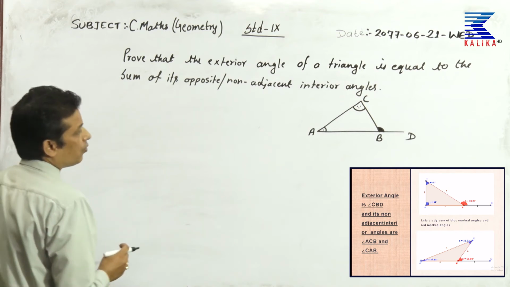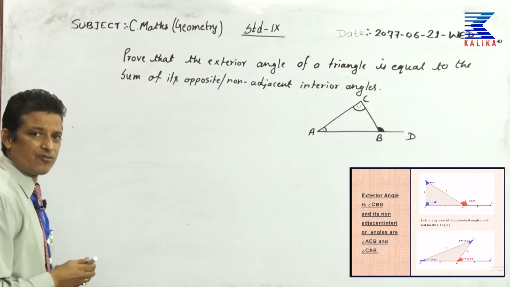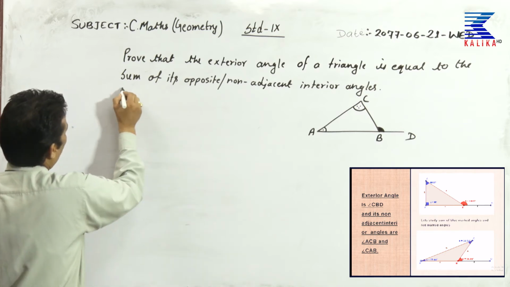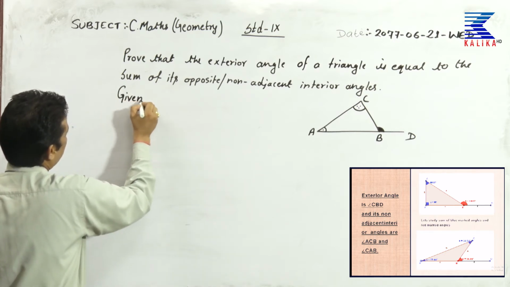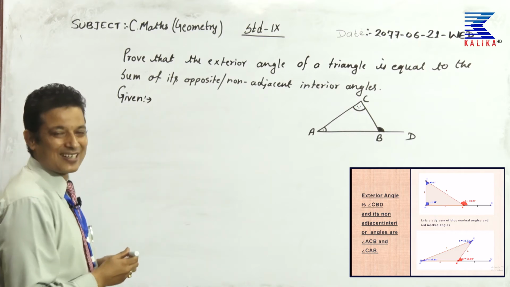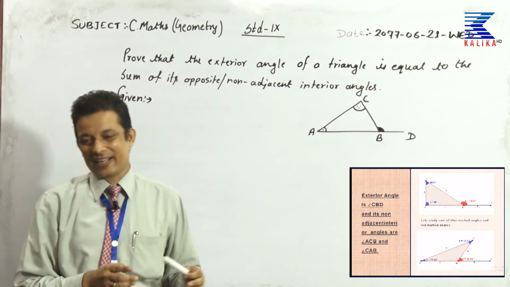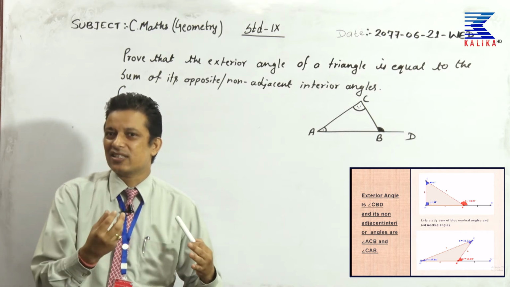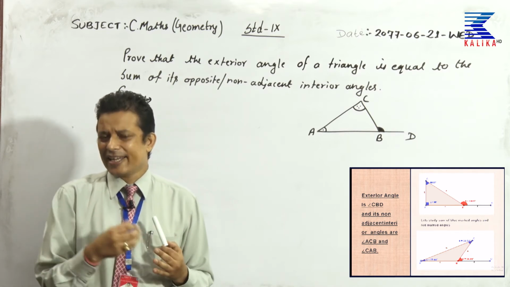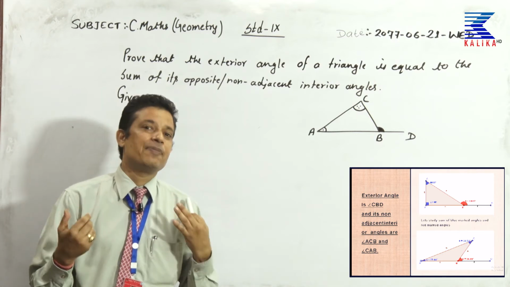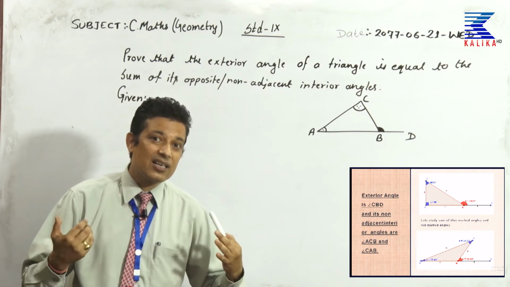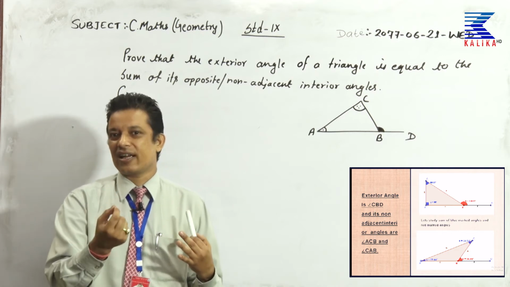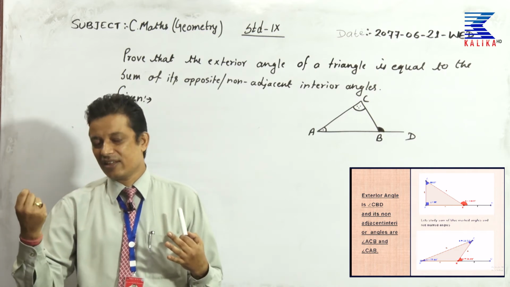So, if we need to prove it theoretically in geometry, we must start from what is given. So, we write given at first. What is given to us, dear student? This theorem is about a triangle. We want to prove some fact that is related to a triangle. It means we have a triangle, it is given to us, and one exterior angle is also given to us, and we are going to prove the relation between the exterior angle and its non-adjacent interior angles.